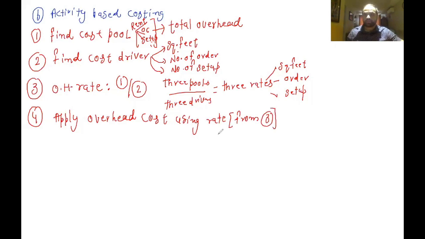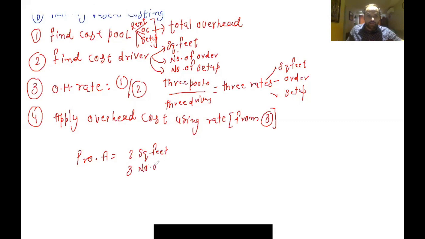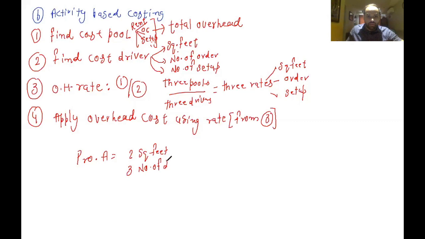All right. For example, here is Product A. If you produce Product A, it requires 2 square feet of place to keep this product, right? When you produce this product, you order 3 times, so the number of orders is 3. And you set up 4 times, the number of setups. This is the information for Product A.